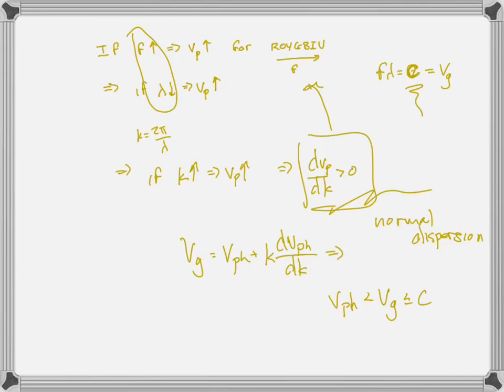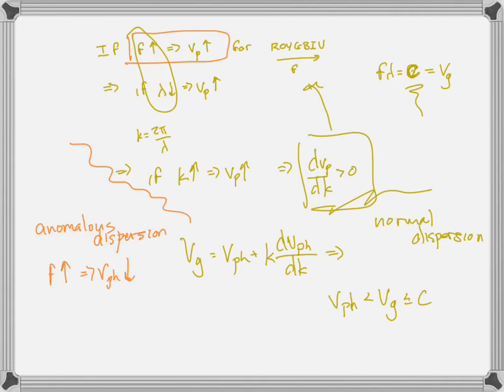That's normal dispersion. There are materials, though, for which this is not true. There are materials for which, as the frequency goes up, the phase velocity goes down for light. It's true for other things too, but for light it's very unusual. It's called anomalous dispersion. In anomalous dispersion, as the frequency of the wave goes up, the phase velocity of the wave goes down.